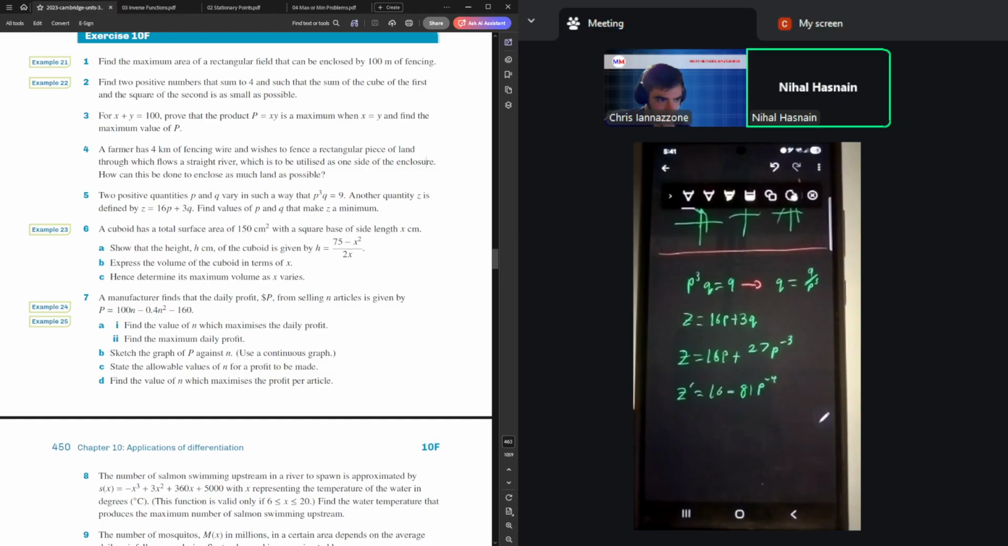Can we graph this? Is this tech free? Yeah, this looks to be tech free. They tend to be a bit bad about whether it's tech free or tech active. This one I'd say should be pretty solvable tech free.